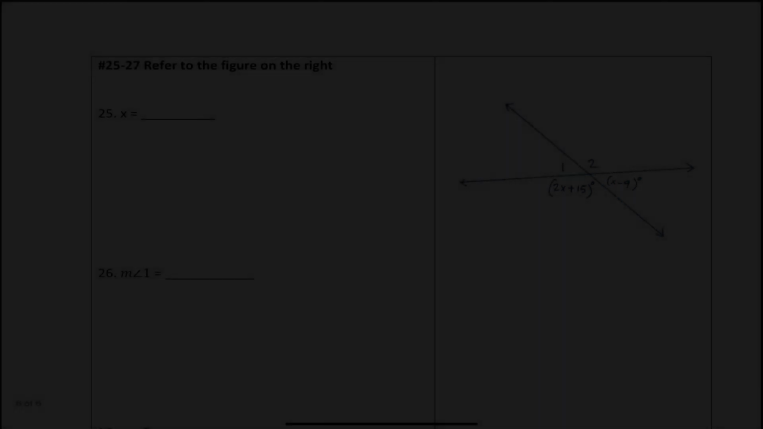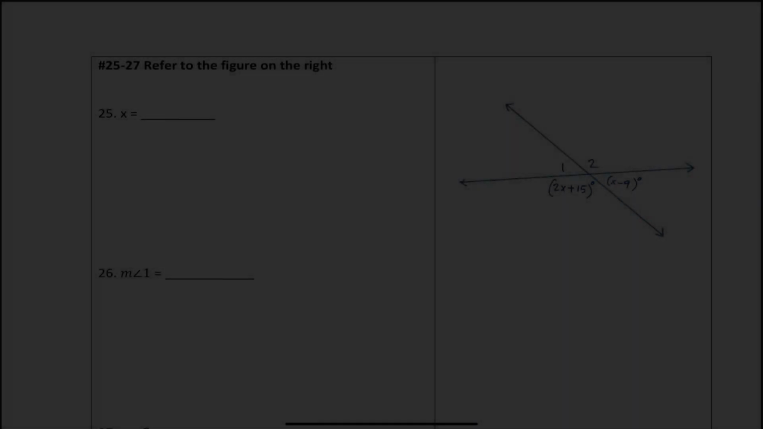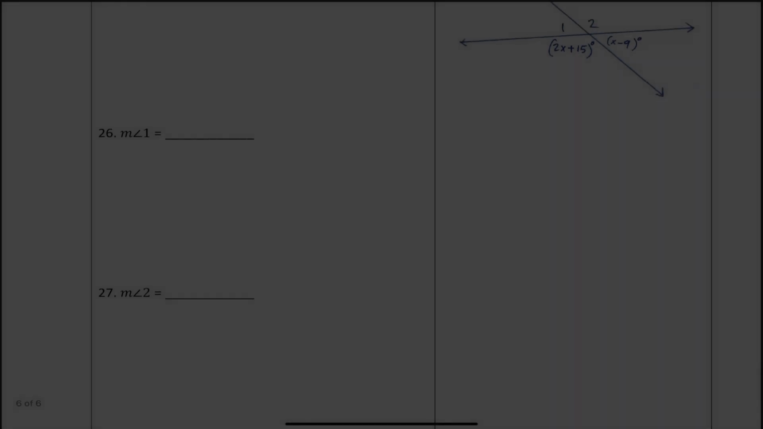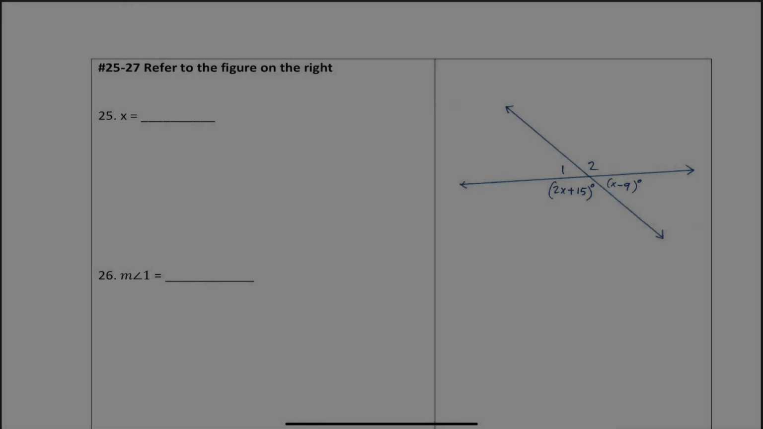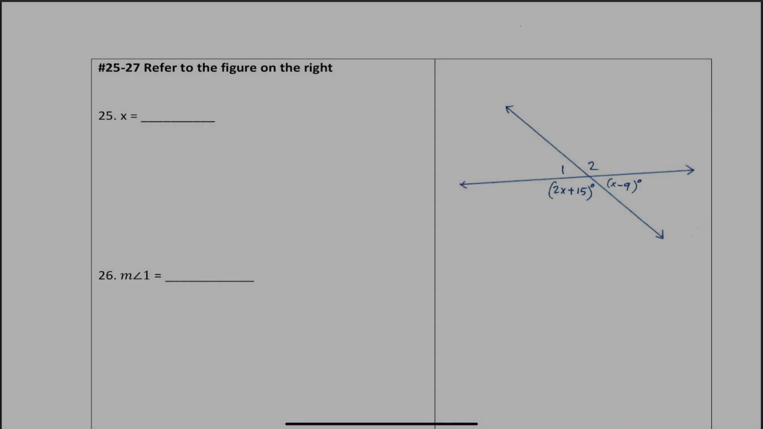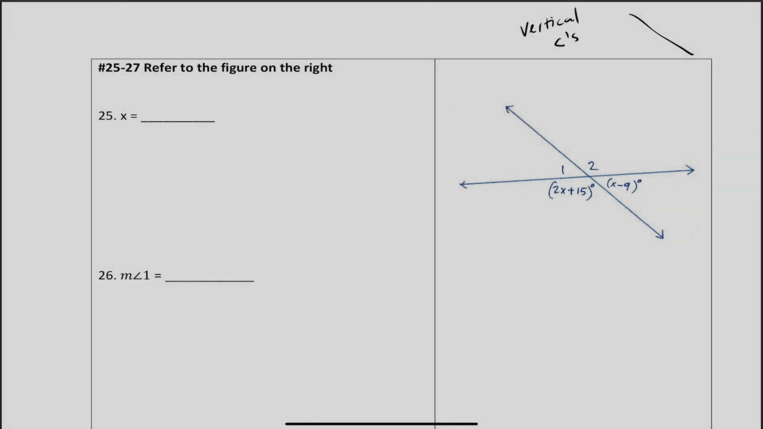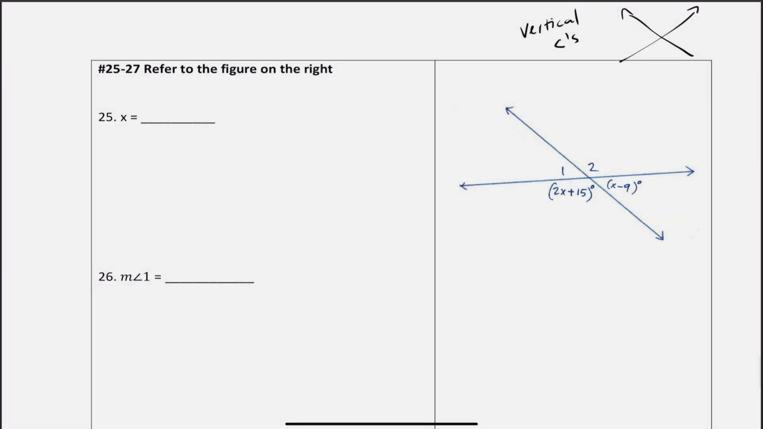Alrighty, I am going to look at the last page of the review. Let's take a look at this image here and figure out what is going on. Okay, number 25. I've got to solve for x here. I need to know two things. Recall that you need to know vertical angles, right? Vertical angles means I have two intersecting lines that create an X, right?